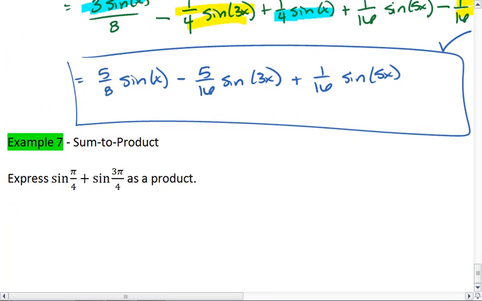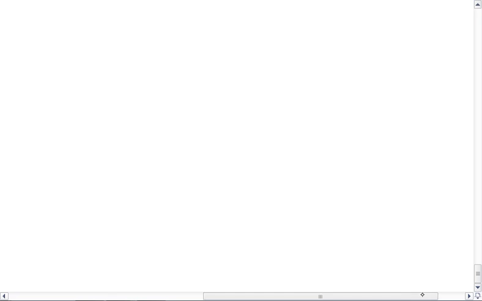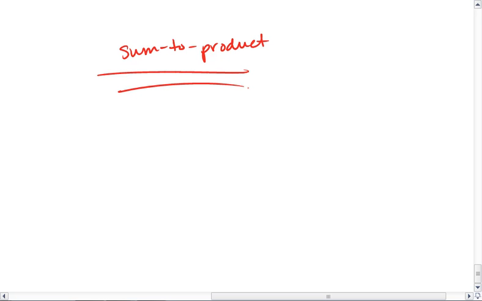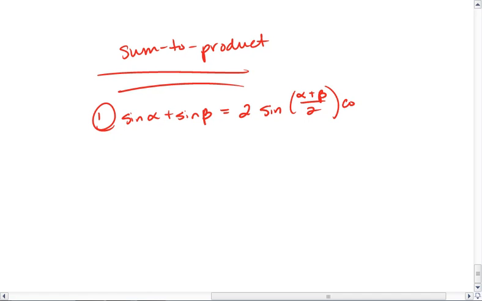Alright, last thing we're going to cover is our sum to product formulas. Let's fill those out over here. Sum to product. So instead of going from product to sum, we want to now go from sum to product. Again, we have 4 formulas. The first, if we have sine plus sine. Sine alpha plus sine beta is going to equal 2 sine alpha plus beta all over 2 cosine alpha minus beta all over 2.